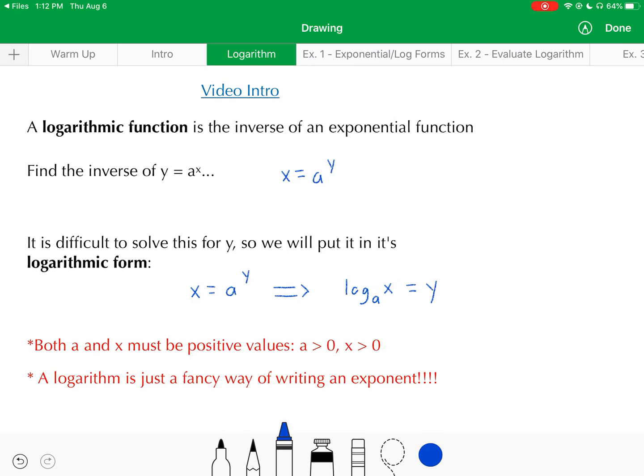Now some stipulations here. Both a and x have to be positive values. They both have to be greater than 0. And then what I really want you to understand more than anything is y here represents an exponent in this inverse. So that means that a logarithm is just a fancy way of representing an exponent, okay? The quicker you wrap your head around that, the better off you'll be.